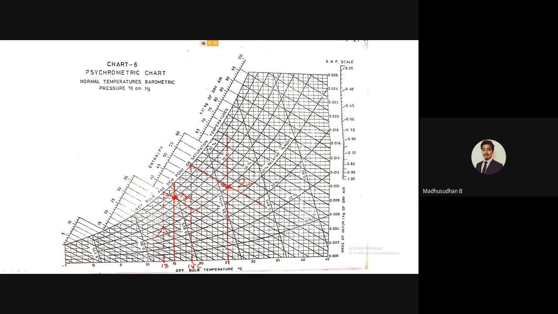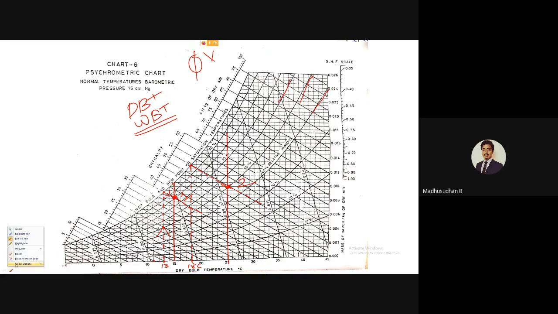So this is how we'll be marking when DBT and WBT is given in the problem. Okay, if the phi value is given directly, then you can spot that particular curve and mark it. But if the phi value is not given, he'll be giving the WBT, and this is the method you have to follow to spot the states.